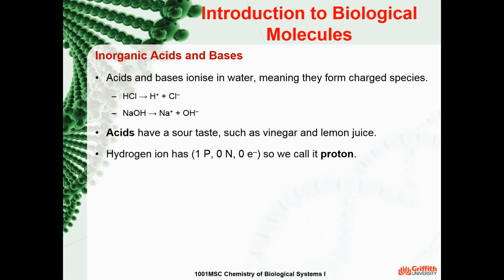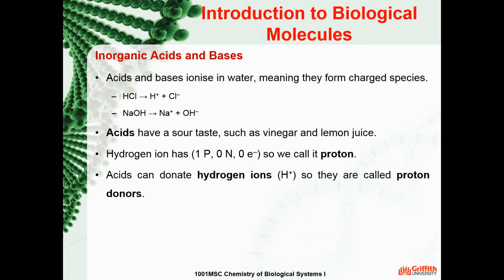We covered previously that a hydrogen atom has one proton, no neutrons, and one electron. So when it loses that electron, it forms a hydrogen ion with one proton only that carries the positive charge. For this reason, we can use the term proton instead of hydrogen ion. There are several definitions of acids. The most useful is that acids can donate hydrogen ions, the proton, so they are called proton donors.